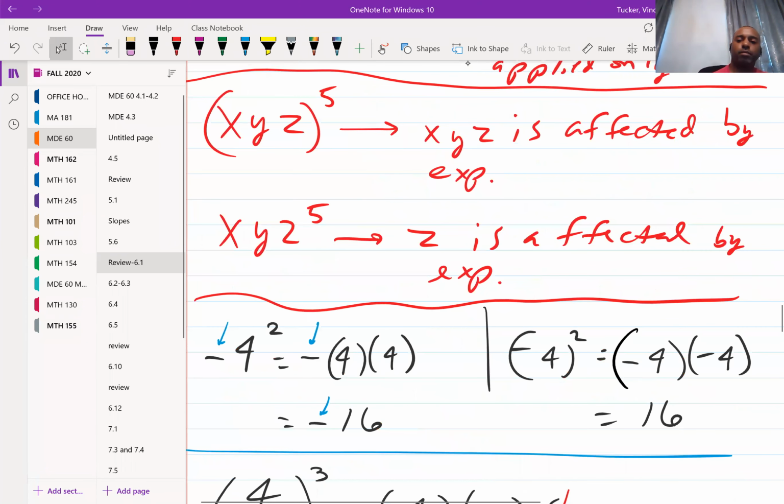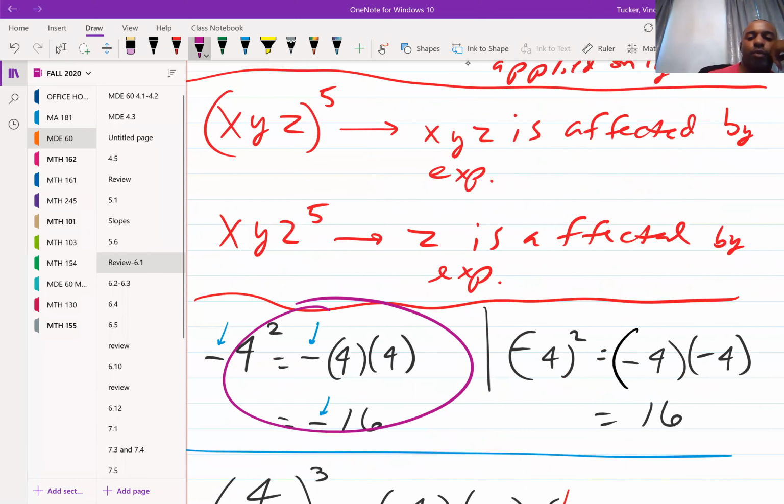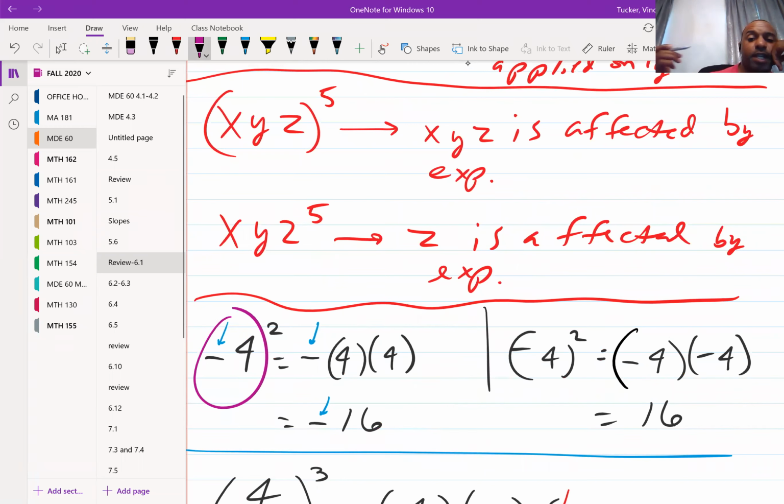All right. So going down here, we're looking at parentheses versus not having parentheses once again. Here we have -4 raised to the 2nd power. Just like I mentioned, if there isn't a parentheses, then the exponent is only applied to what is right up against it. So in this -4 squared, the 4 is the only thing that's being squared. That's why the negative is still sitting on the outside. 4 times 4, and that's -16. The negative is never affected by the square.